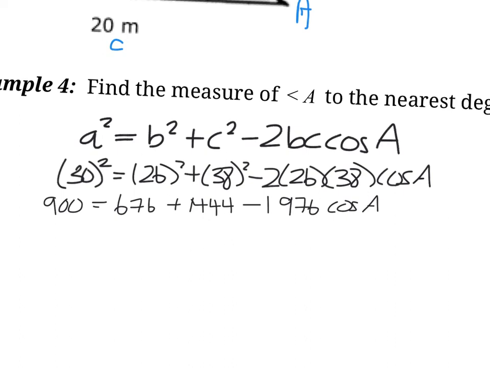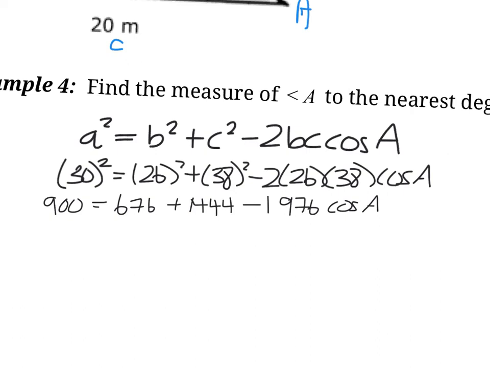So 30 squared is 900, 26 squared is 676, etc. Then we multiplied -2 times 26 times 38, and that made -1976. And then we have this cos A here. So which numbers here are actually like terms? This one has an A attached to it. No other term has a cos A attached to it, so this is not a like term to anything here. These three are like terms, so we can add and subtract these three together.